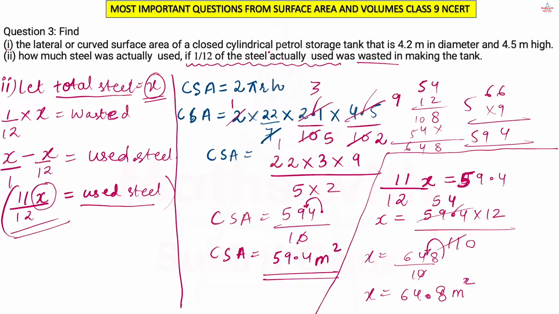that, when they were making this tank, 1 upon 12th of this steel was wasted. So how much was used? It was used for this curved surface area, 59.4 meter square. We are done with this question. Let us move on to question number 4.